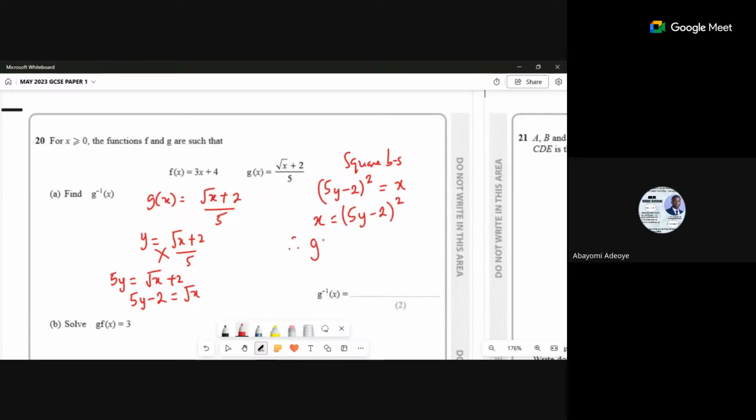So therefore, g inverse now is what? 5x take 2 all squared. So you remove the y, you replace it with x. Is that correct? Yeah. So g inverse here is 5x take 2 all squared. Yeah. So I'm still going to take this topic specially. I'm going to take the topic function based on that. Yeah.